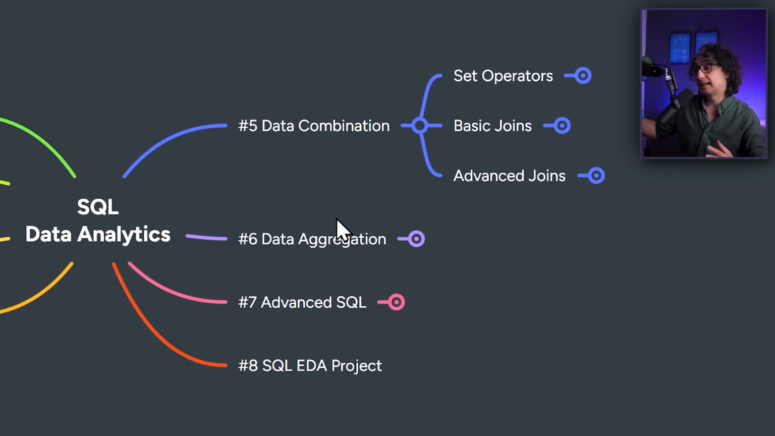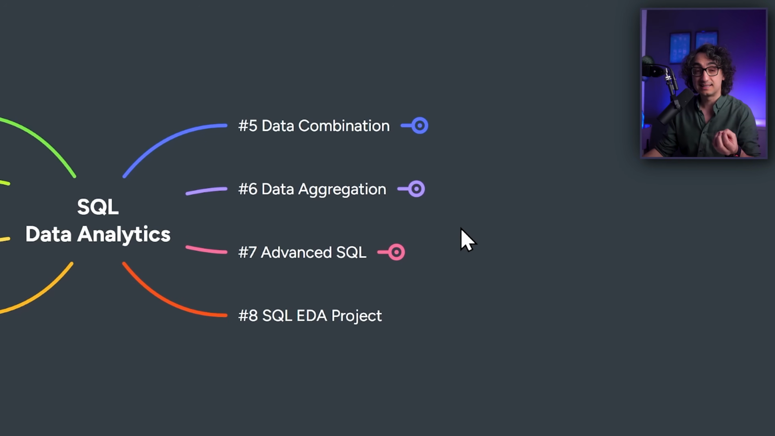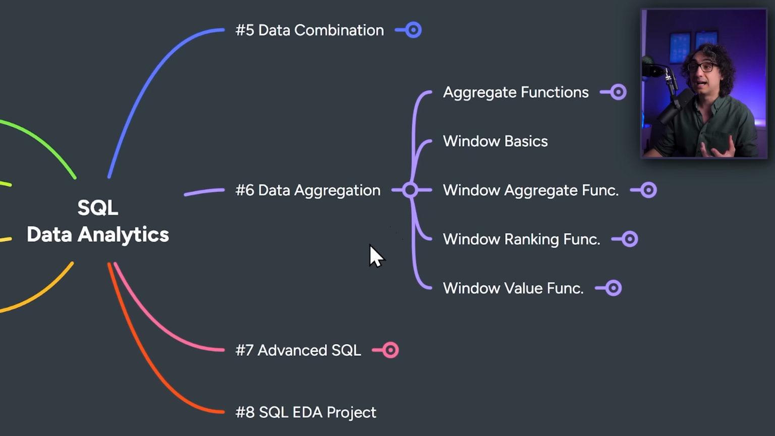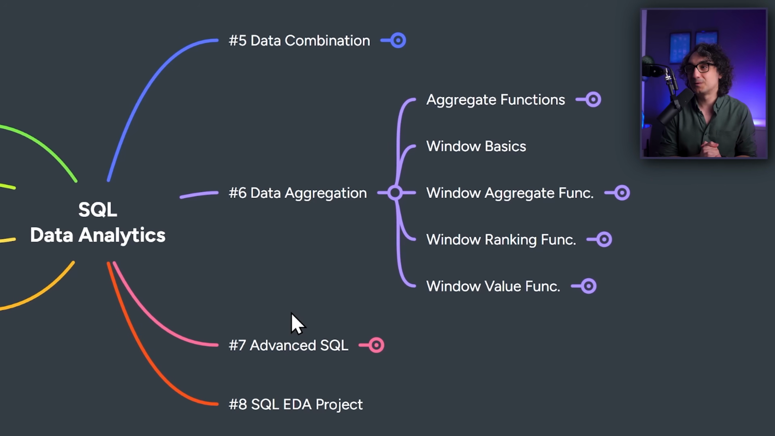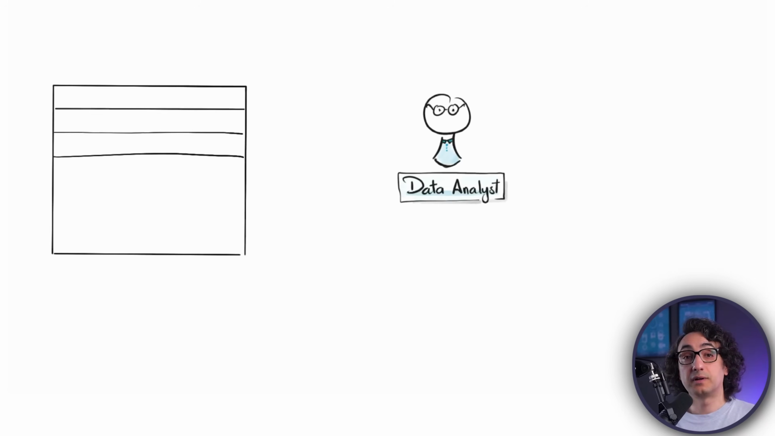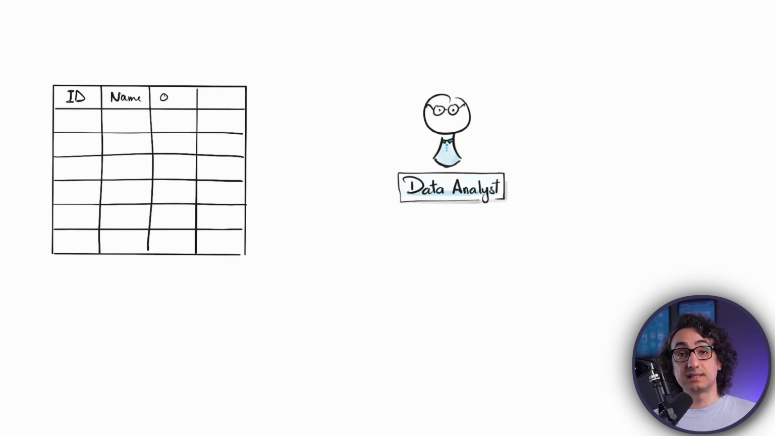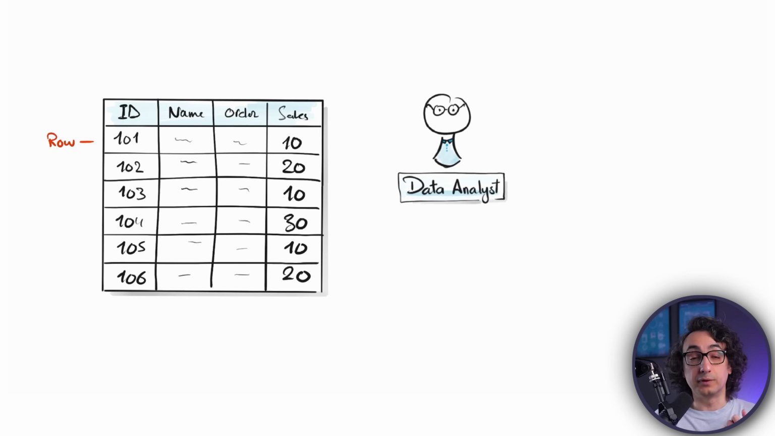So now finally we can go to the phase where we start analyzing our data, and for that you have to learn how to aggregate it. So now, of course, what does that aggregation mean? So far, as you saw in our tables, everything is stored row by row. So one row for each order, one row for each customer.